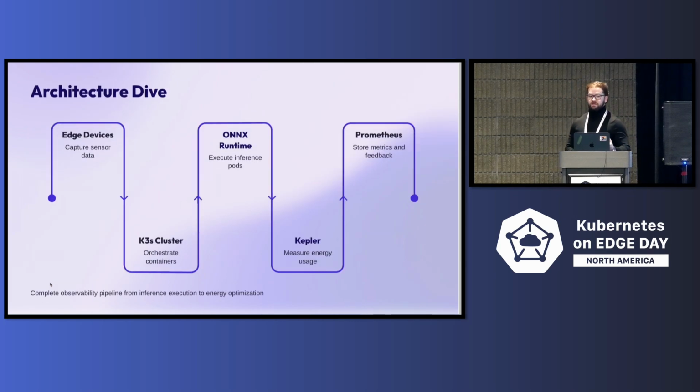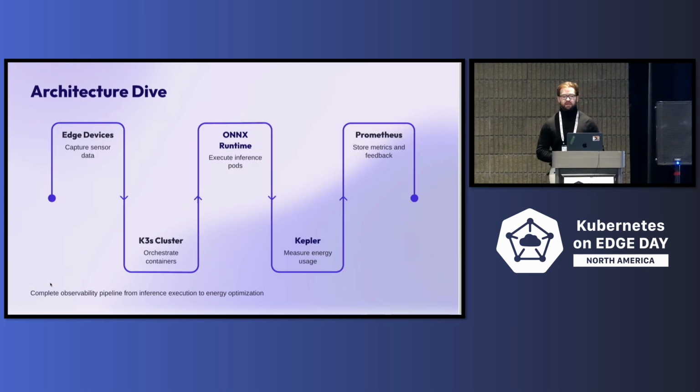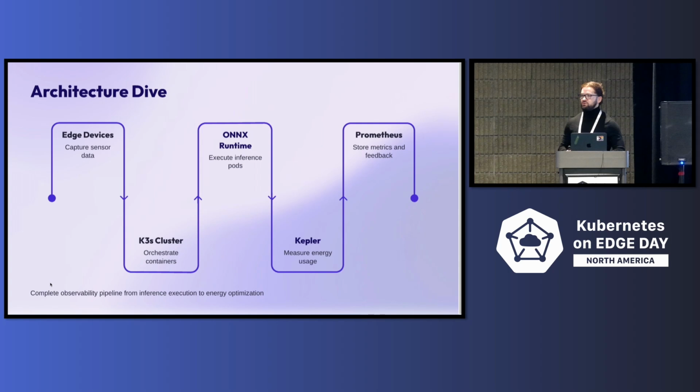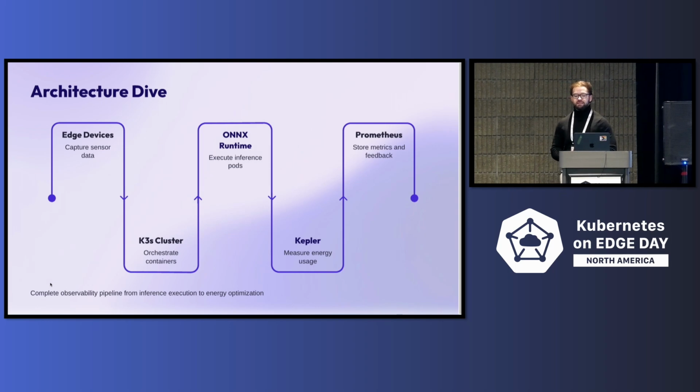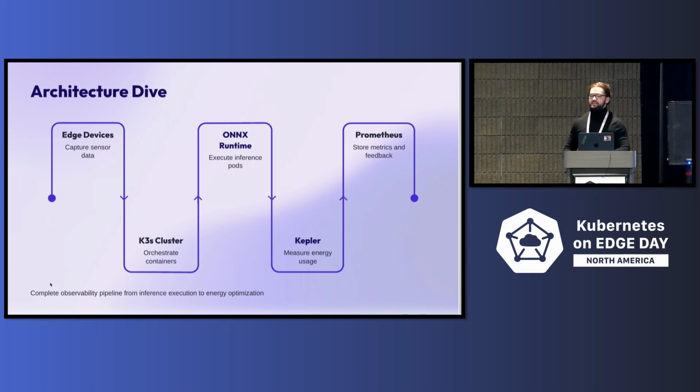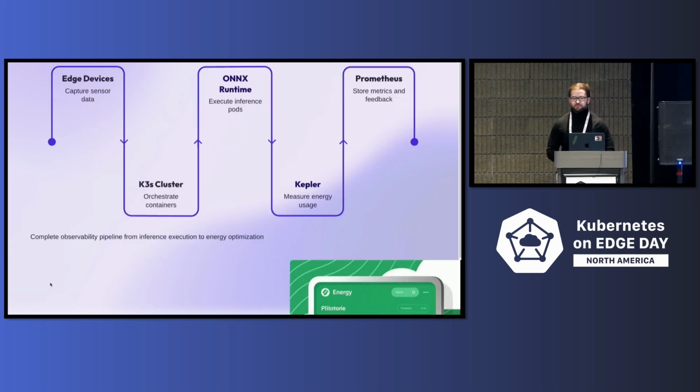And then the architecture would be something like an edge device with a sensor or a camera, then a Kubernetes cluster with K3s to orchestrate containers, a small runtime with ONNX, Kepler to measure energy, and Prometheus to scrape and see the actual graphs.